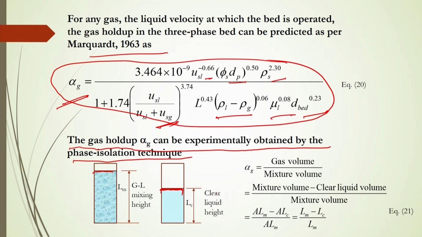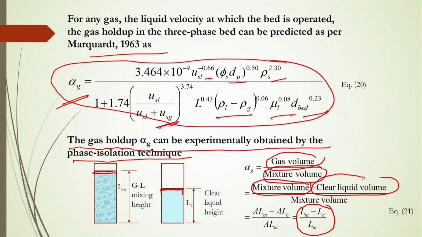Then if you know the clear liquid height here as L c and the mixture height as L m, then you can obtain the gas hold up experimentally by this equation, L m minus L c by L m. What is that? See, alpha g is nothing but the gas volume upon total mixture volume. So, this you can represent as gas volume as mixture volume minus clear liquid volume here. Now, this mixture volume will be calculated as A into L m. L m is the minimum fluidizing height there, and A is the cross sectional area.